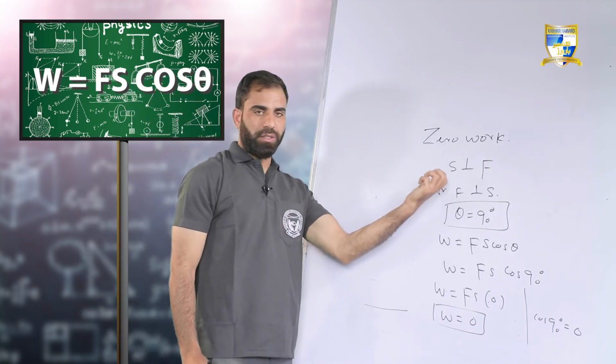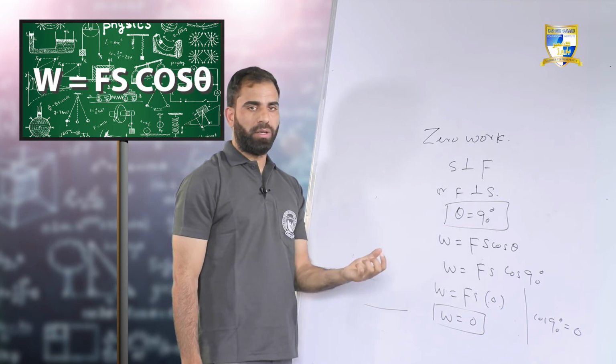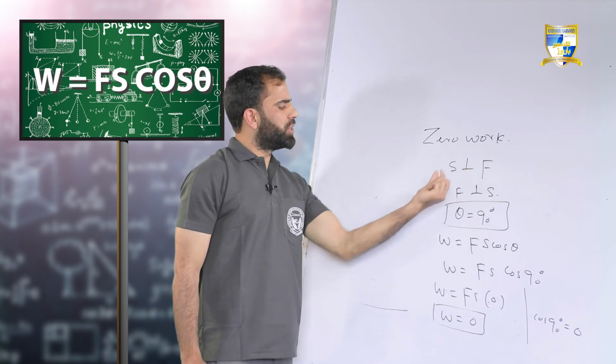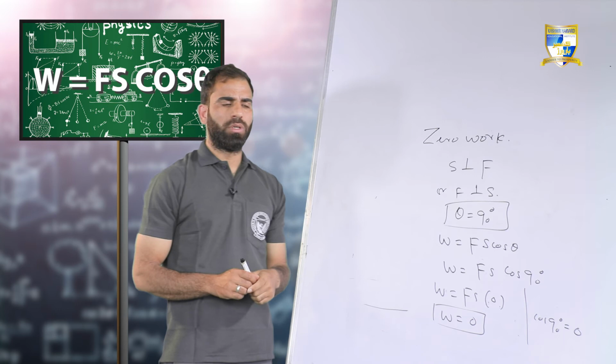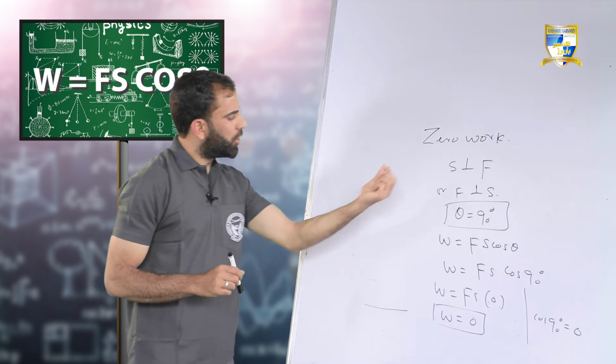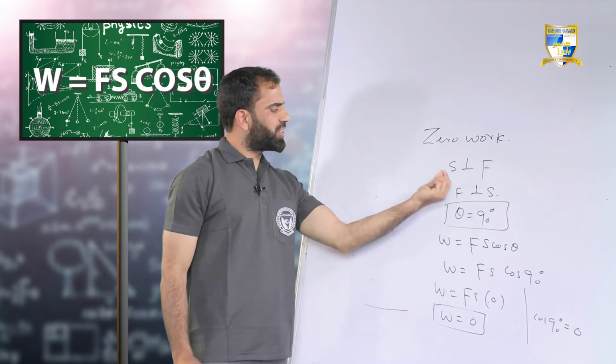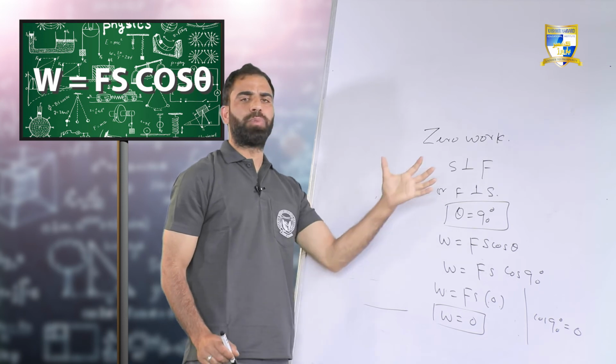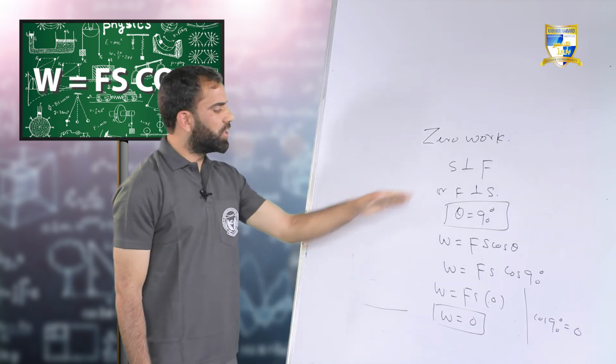So what is zero work? When the angle created between force and displacement is 90, or you may say when force is acting perpendicular to the object, or when force is acting perpendicular to the displacement produced in the object, then work done will be 0.